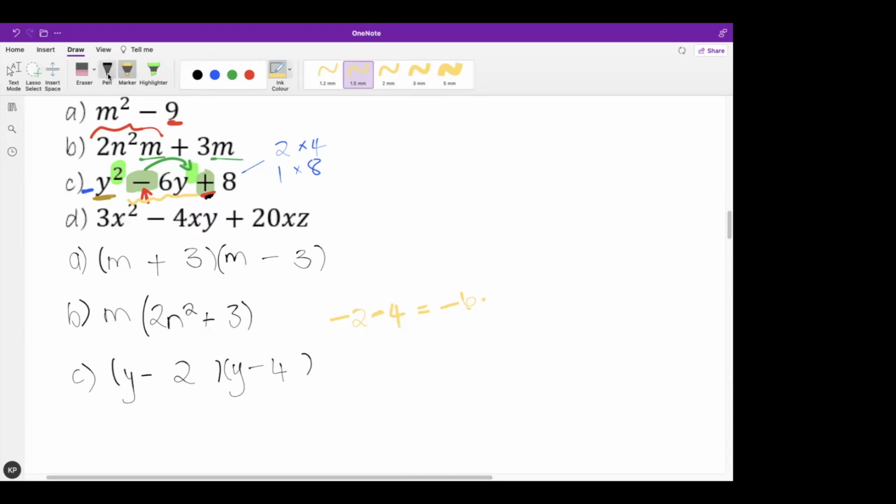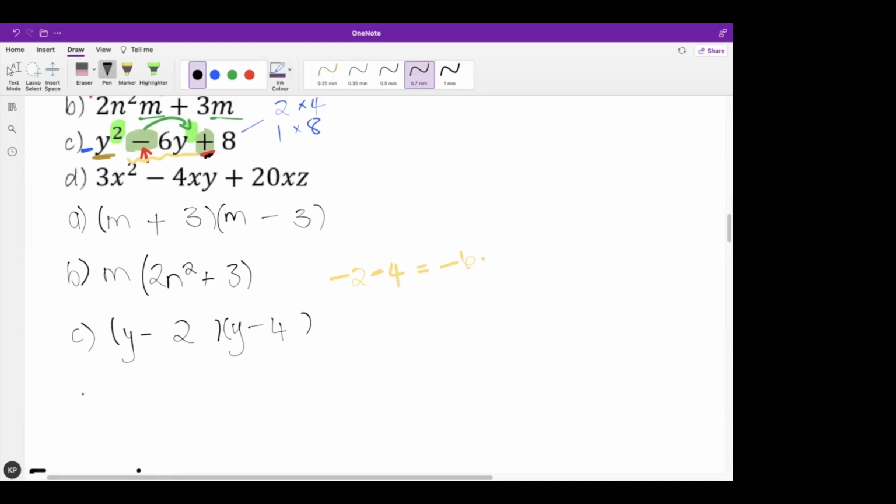All right, and then let's do D before we have a little bit of a check-in. D says 3x squared minus 4xy plus 20xz. First thing, is there a common factor? Do we have a common factor? Yes, we do. What's my common factor for these three? Nice, nice, nice, Linomta. We have x there, x over here, and x over there. So I'm going to take out my x.